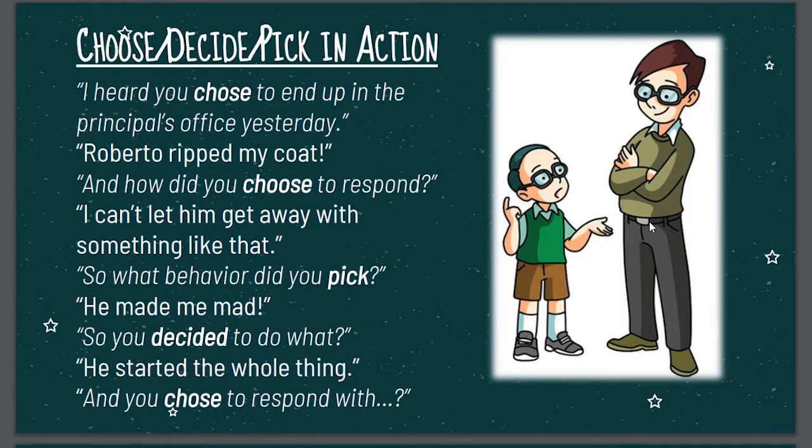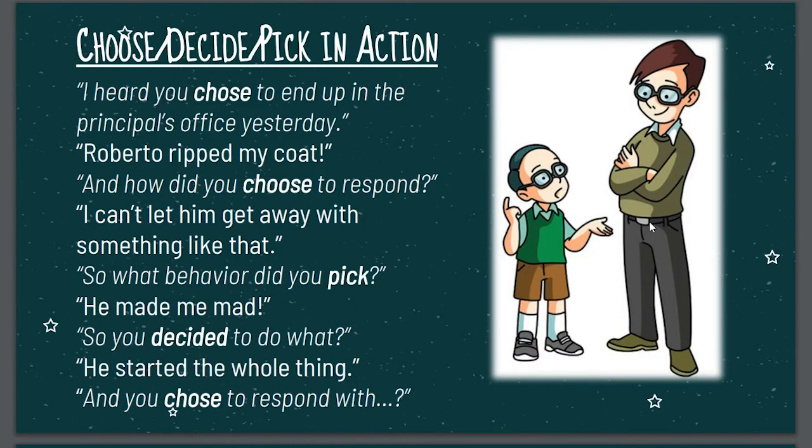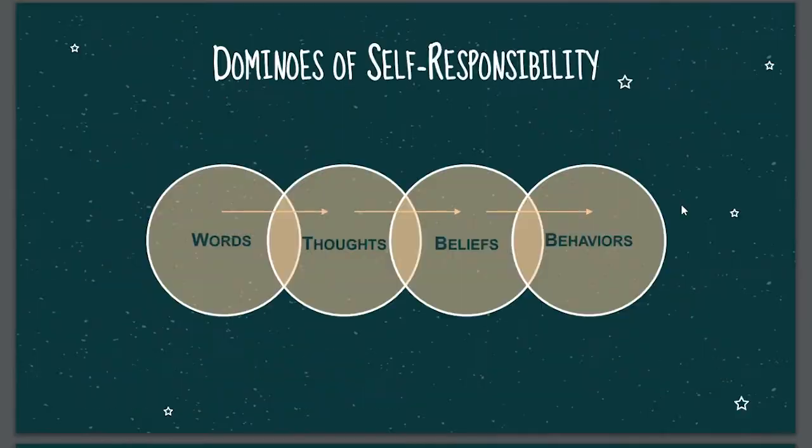And then there's another one where a student says, "Roberto ripped my coat," and how did you choose to respond? Because your response is definitely your choice. "I can't let him get away with something like that." So which behavior did you pick? "He made me mad." So you decided to do what? "He started the whole thing." And you chose to respond with. That just gives you some examples of how you can move through that kind of process, being very intentional about the use of chose, decide, and pick.